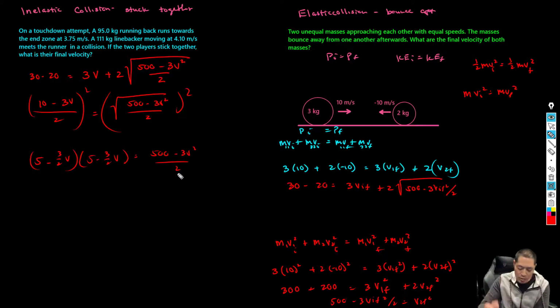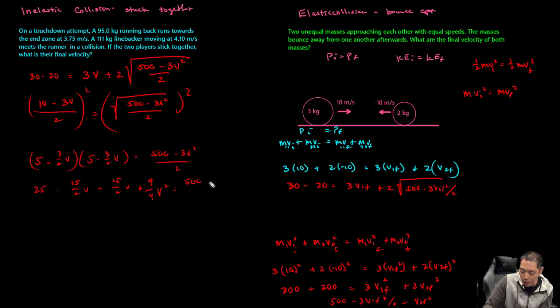Believe I did my math correct. Looks good. 5 times 5 is 25. 5 times 3 halves is 15 over 2 v, minus 3 halves times 5, which is also 15 halves v. And you have here 3 halves times 3 halves v, so you're left with 9 over 4 v squared equals this, which is 500 minus 3v squared over 2.